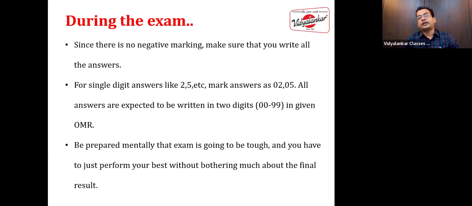Since there is no negative marking, make sure that you write all the answers. Don't leave anything blank. If you have done only 15 questions out of 30, still write some answer in the remaining 15 questions. 02, 05, 21, whatever. If you have no clue, write your favorite number, but don't leave any question as there is no negative marking. For single digit answers like 2, 5, etc., you have to write answers in 0 to 05 format. They expect you to write the answer in 2 digits.